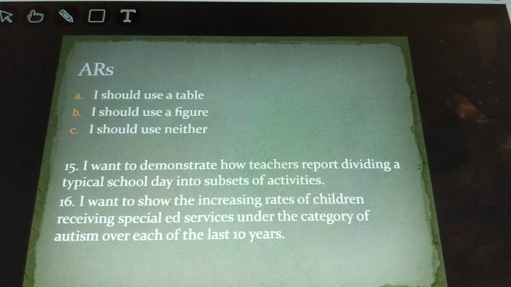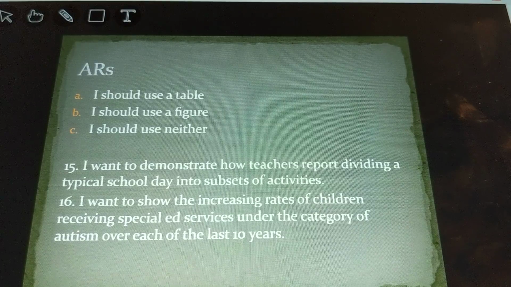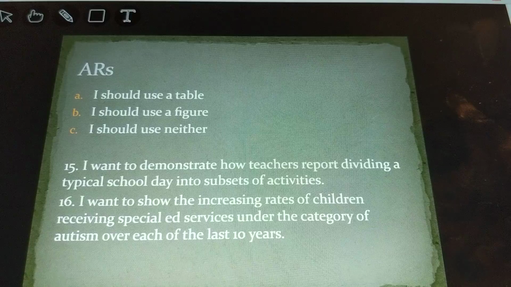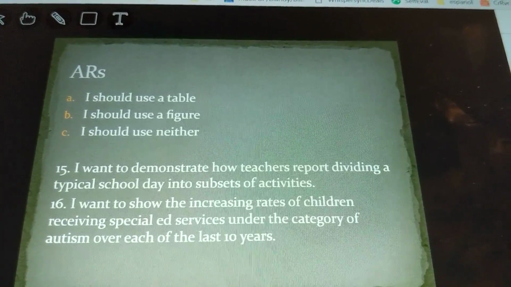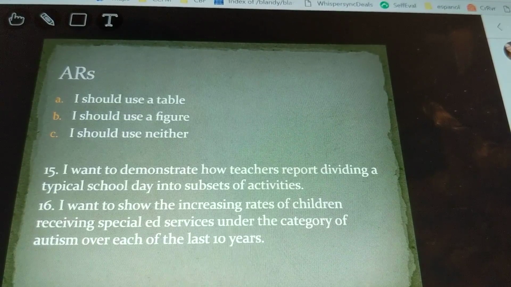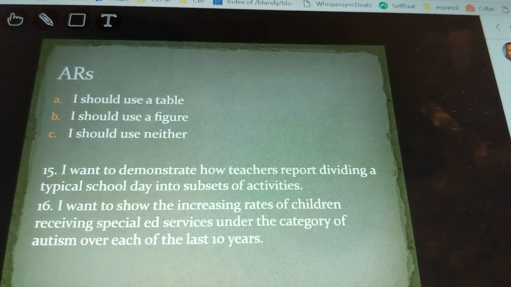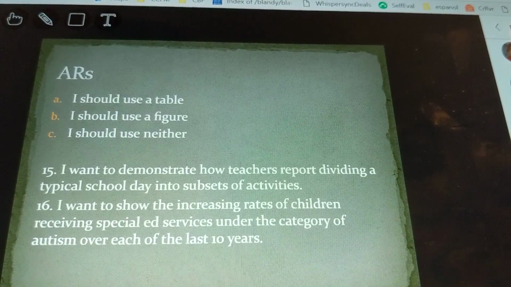Okay, I want you to use your mind's eye now. Think about if you were trying to promote services for children with autism, what could be more powerful to show up on a screen? A table or a figure?